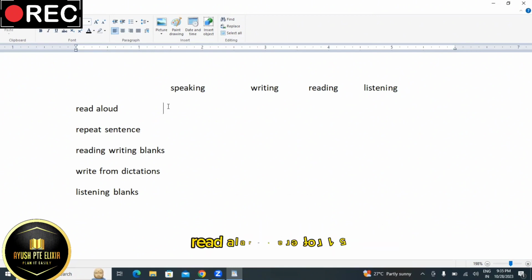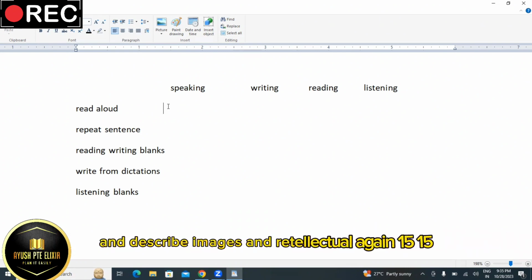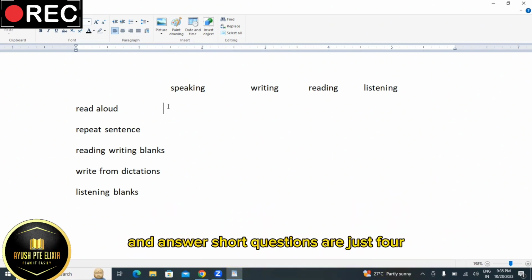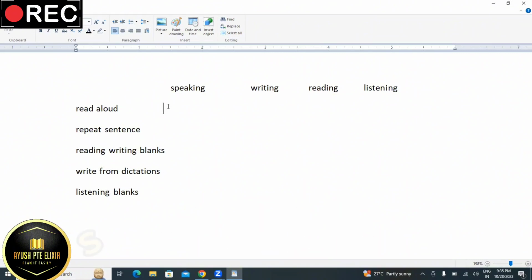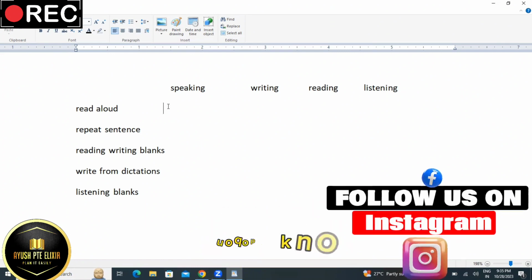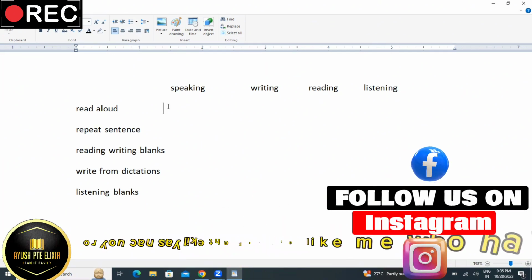Just have a look. Read alouds are for 15, repeat sentences are for 13, describe images and retell lecture again 15, and answer short questions are just for 4 to 5 marks. If you add all of them, it becomes 15 three times, so 45 plus 13, 58, and 5, 63 marks. Still 27 marks are not given. From where do they come? Nobody knows.